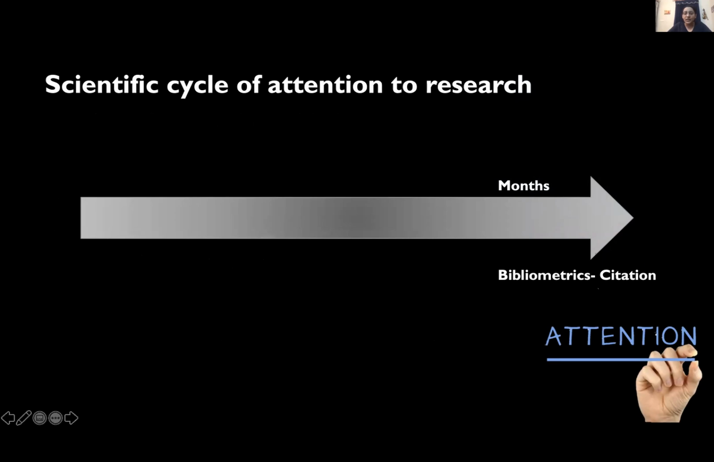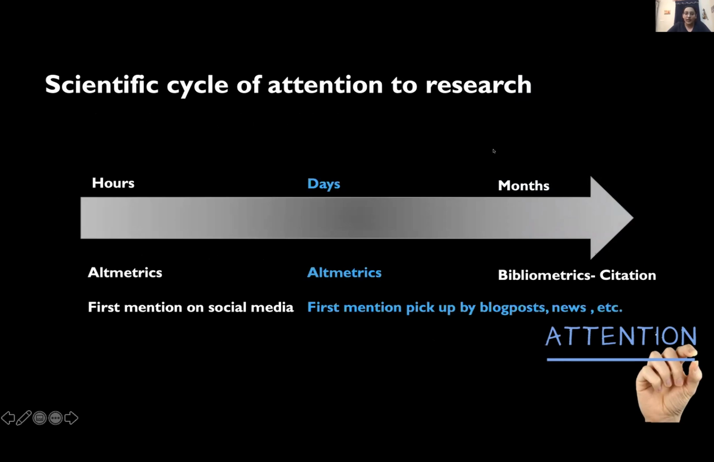And why do we need it? So basically, if we look at the attention our research gets, then the first mention on social media may come as early as a few hours or even minutes as soon as the article is online. But if we look at the conventional metrics, they take months or sometimes years to accrue. And this takes a very long time, and sometimes some years down the line, the researcher may have changed interests or maybe in a new post, may not be interested in that as much at that point.